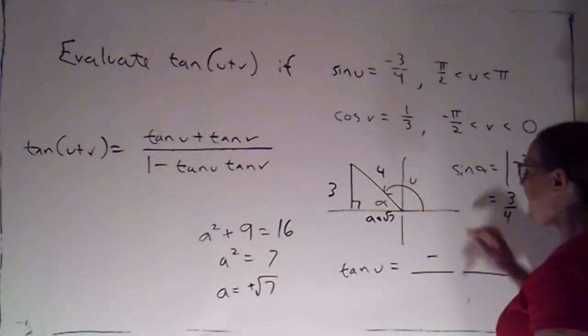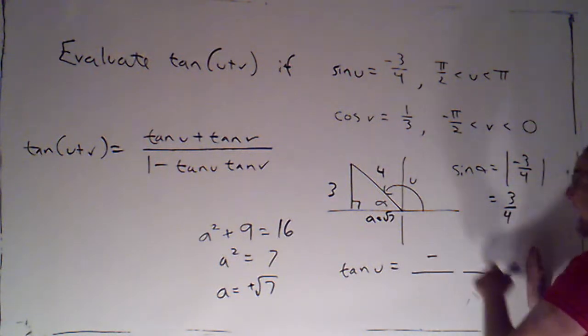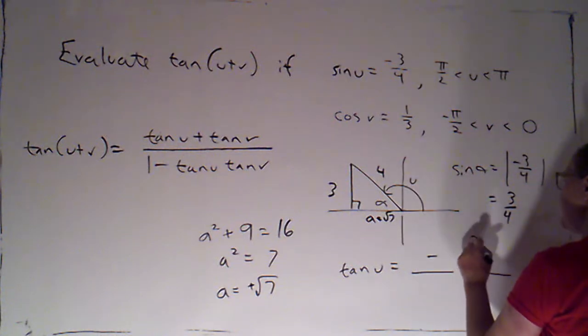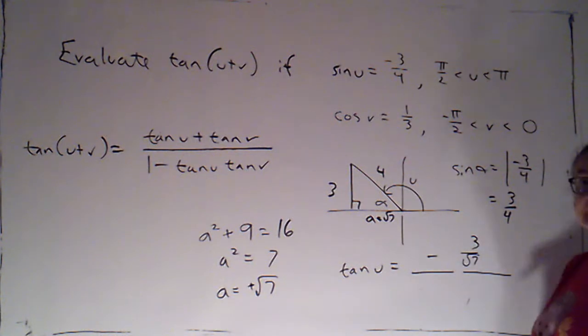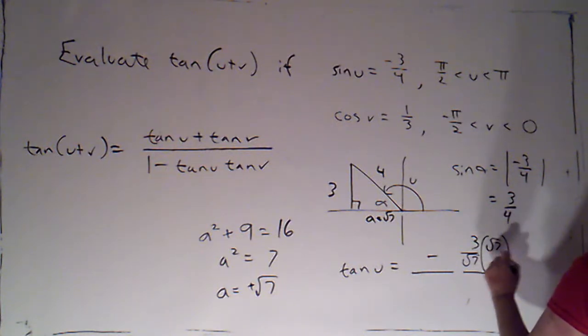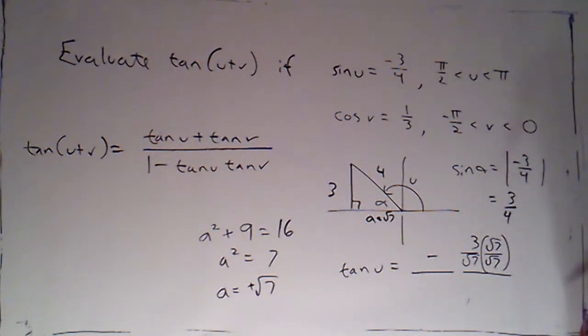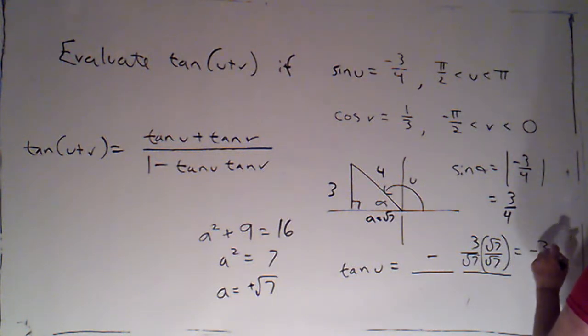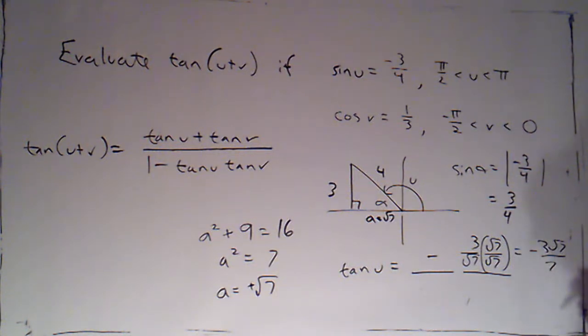Now if I wanted to calculate tangent, the absolute value that I'm going to attach to this negative sign is going to be 3 over root 7. And of course, with the radical in the denominator, I want to rationalize that. So we'll multiply by 1 in the form of root 7 over itself. And so we get negative 3 root 7 over 7. So that's my tangent of u.